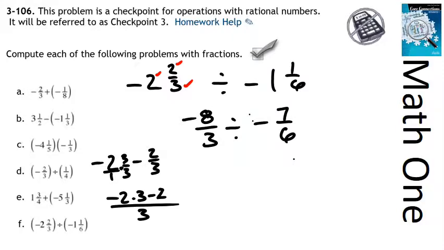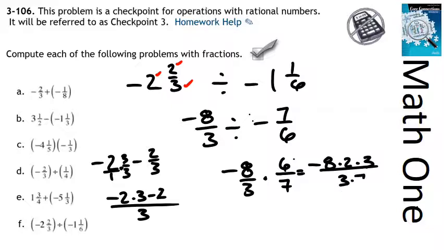And again, to divide, I'm going to invert and multiply. So this is negative 8/3, and I'm going to multiply by 6/7. I have a common factor here, or a giant 1, right? This can be thought of as negative 8 times 2 times 3 over 3 times 7. And we can see the giant 1, we've got a 3 over a 3. It's not all lined up nicely, but my final answer is negative 16 over 7.